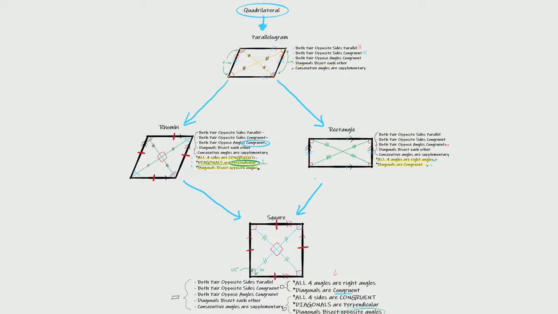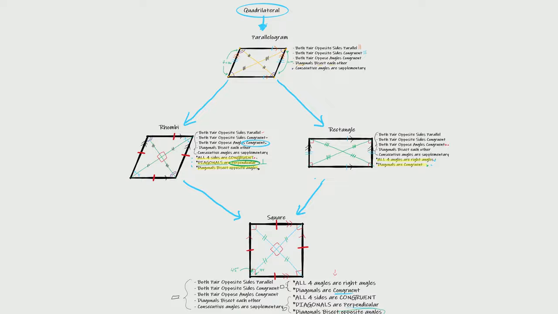So we cannot say a rectangle is a square because it's missing the properties of the rhombus, right? And same for the rhombus. We can't say a rhombus is a square because it's missing the properties of a rectangle, and vice versa. We cannot say that a rhombus is a rectangle for the reason that it's missing the properties of a rectangle. And same for the rectangle. We can't say it's a rhombus because it's missing those properties that make it a rhombus.